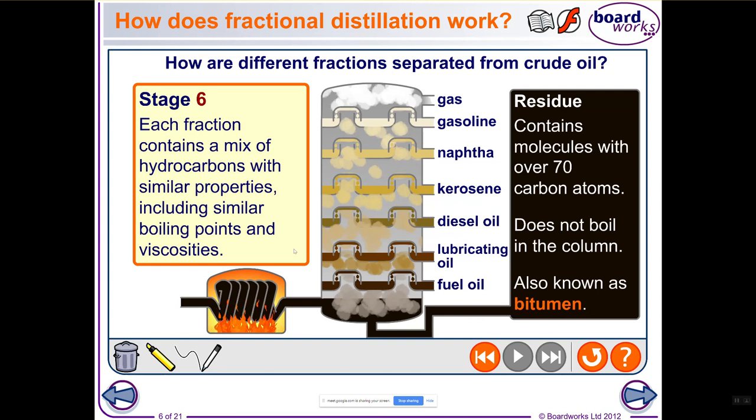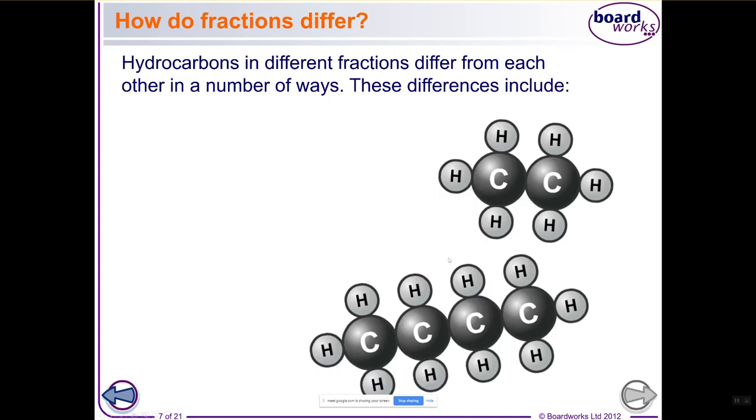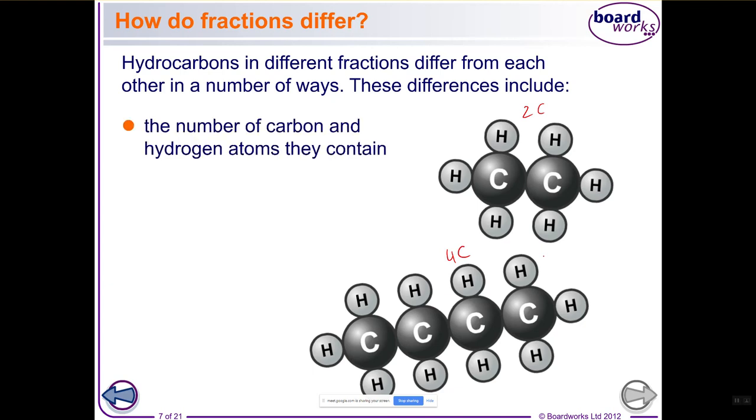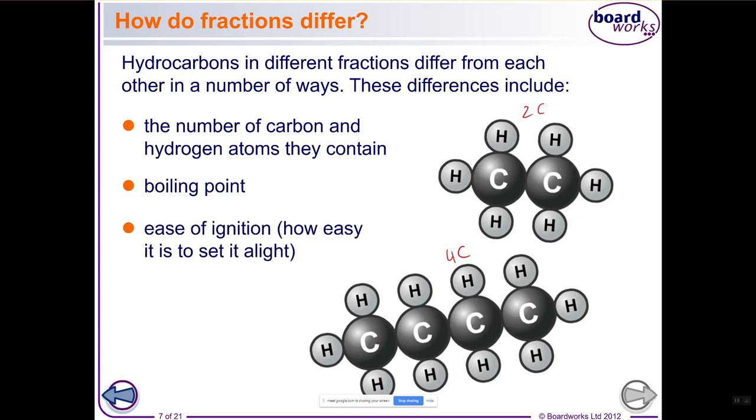Okay, we're going to move on. You guys got any more questions about how a column works? No. Okay, nice. So how do they differ? If we look at some of these hydrocarbons, the biggest thing that changes between them is just the number of carbons. This one's got 2, this one's got 4 carbons. The longer carbon chains affect a few of their properties. They affect the boiling point, and also what we call the ignition point, which is how easy it is to set them on fire.